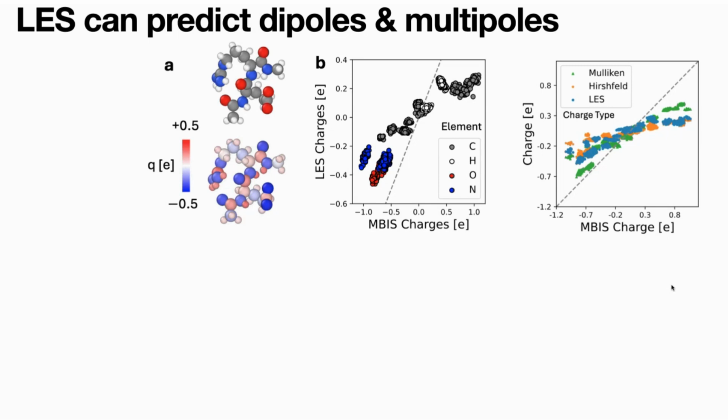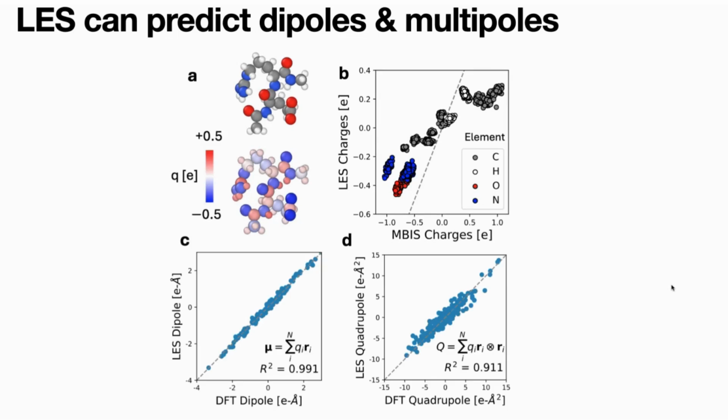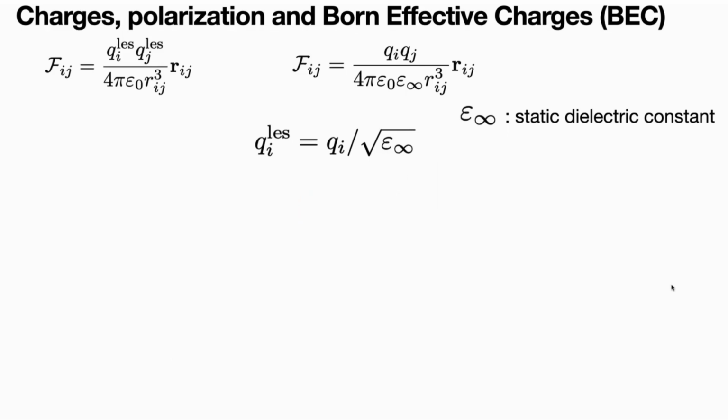However, what's interesting is that all these charges, including the learned charges, predict the correct dipoles and multipoles of this gas phase molecule. Now, in contrast with partial charges on an atom, the dipoles and multipoles are actually physical quantities, right? So this is for a gas phase molecule. Now, what about bulk systems?